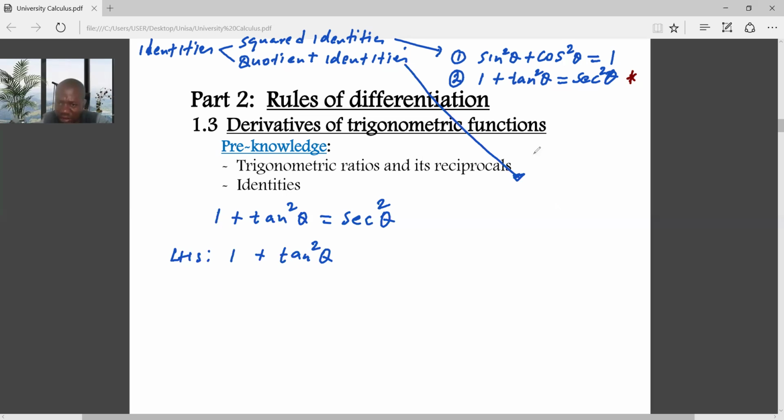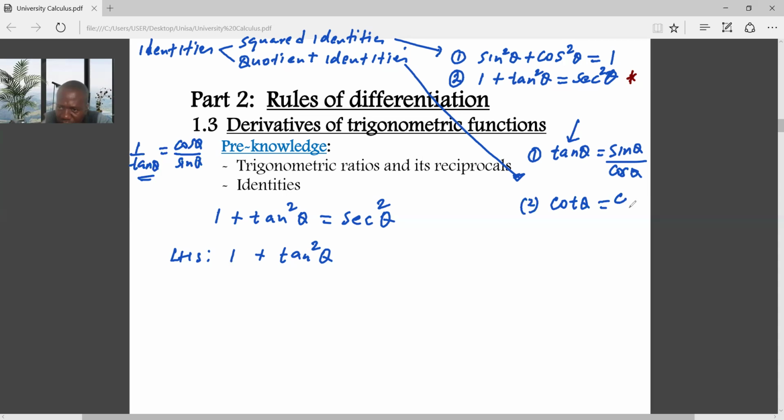And the first one, you have learned this in grade 12. It says the tan of any angle is equal to sine over cos. That's why in grade 12 we said if tan equals sine over cos, then 1 over tan is cos over sine. So tan has a reciprocal, and its reciprocal is cot. We know that cot is 1 over tan, which means cot is equal to cos over sine.